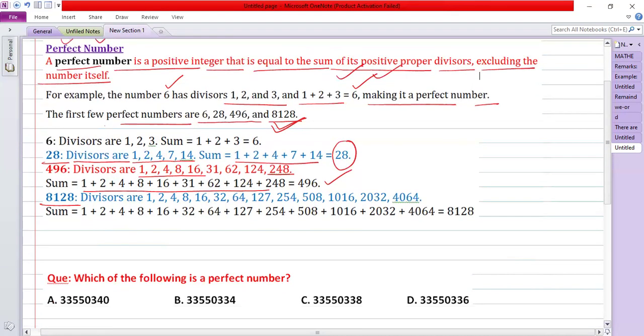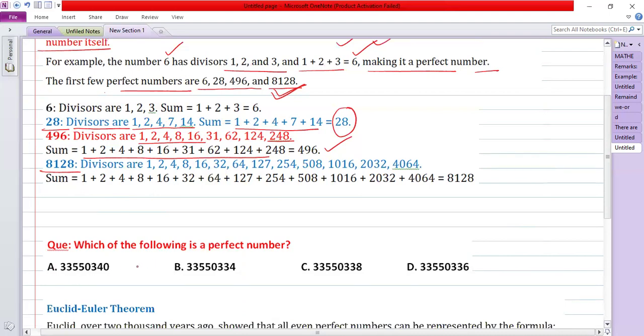Now, there is a very interesting question. Suppose we are given some numbers, say four numbers. Out of these four, which one is a perfect number? It seems a very long procedure, because first we have to find all the divisors, then take the sum of all the divisors, and then verify which one is a perfect number. But this question has a very nice shortcut, and it goes by the name of the Euclid-Euler theorem.